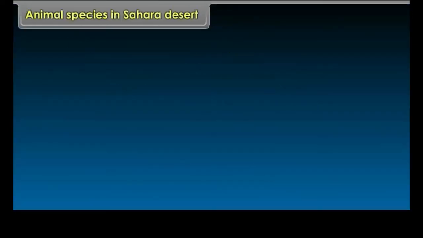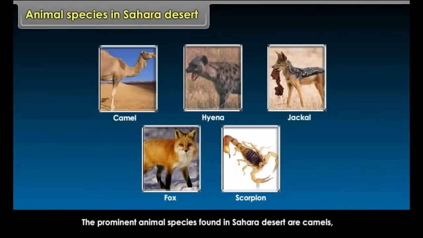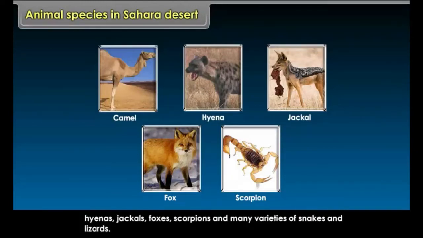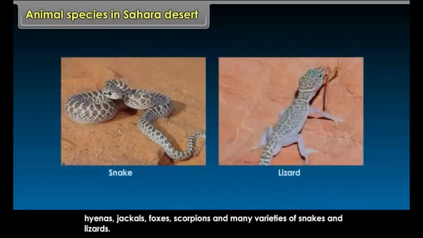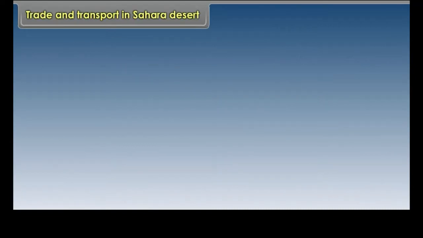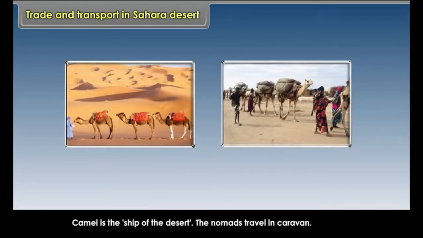Animal species in Sahara Desert. The prominent animal species found in Sahara Desert are camels, hyenas, jackals, foxes, scorpions, and many varieties of snakes and lizards. Trade and transport in Sahara Desert. Camel is the ship of the desert. The nomads travel in caravan.